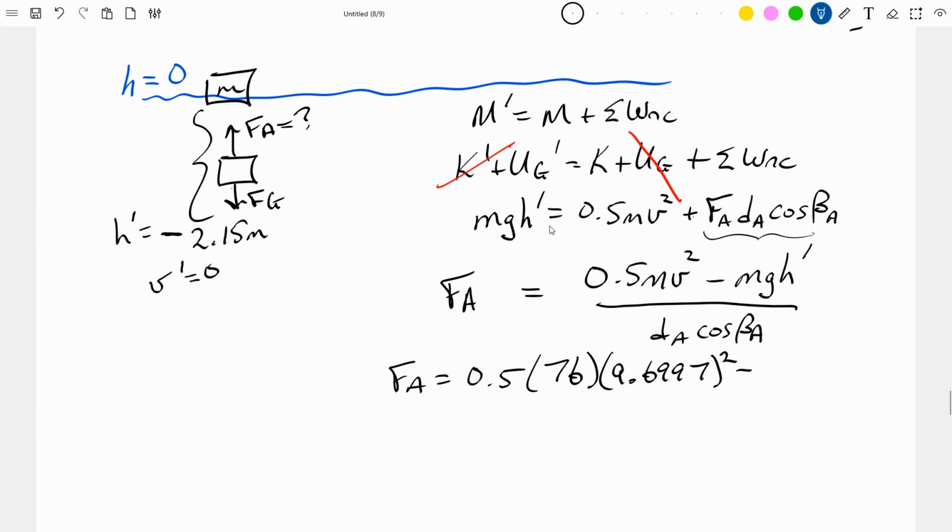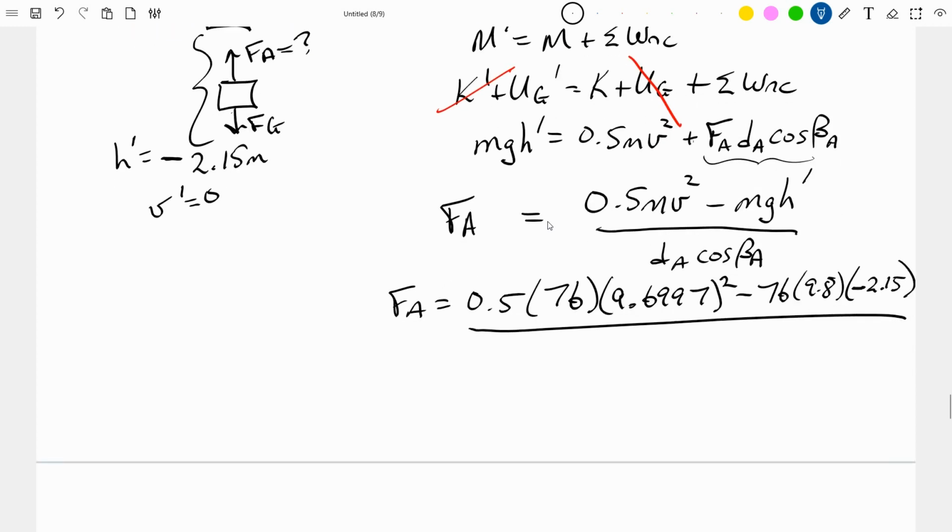Okay, so minus M, 76, G, and don't lose these little details. That is a negative height. That negative is critical. You can't just pretend it's not there. 2.15. All of which is over the distance that it applied. Actually, think about it. The distance that it applied is positive 2.15 meters. Why is it positive 2.15 meters? Because it's a distance. Distance is the length of the path traveled. I don't care which way you go, up or down.